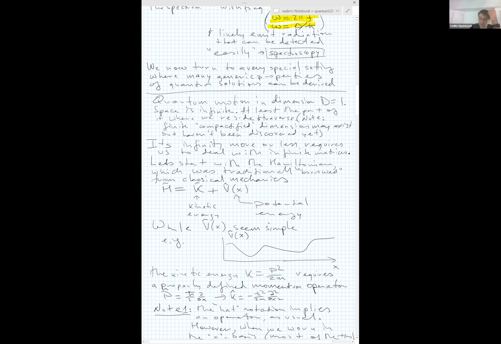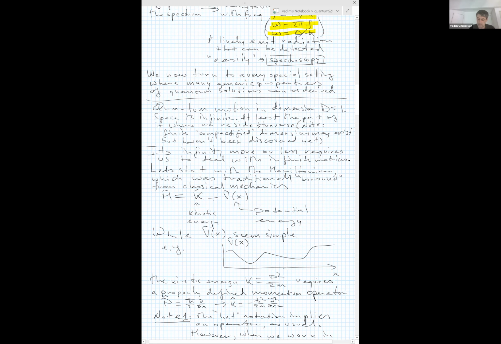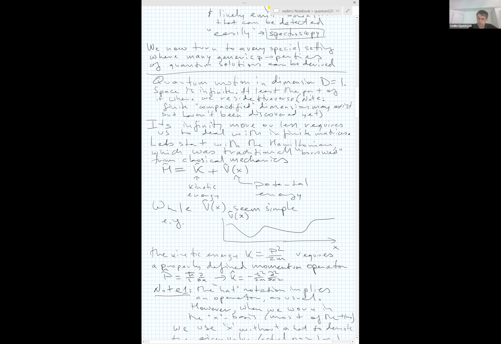Anyway, so now with all of these generalities out of the way, we want to get some actual results. And so in one dimension, we're going to think of space as being unbound, infinite. So I have this little comment about, why is the space infinite?